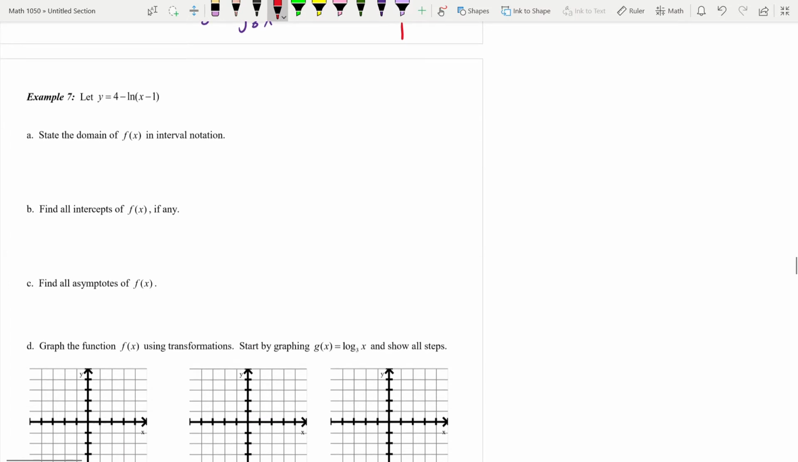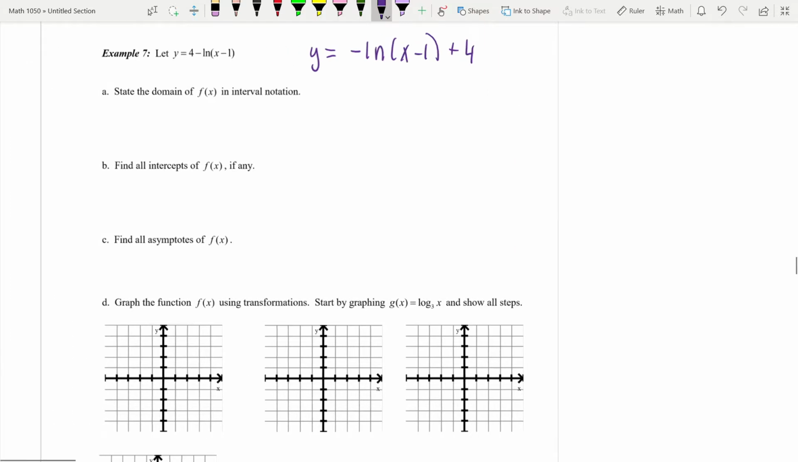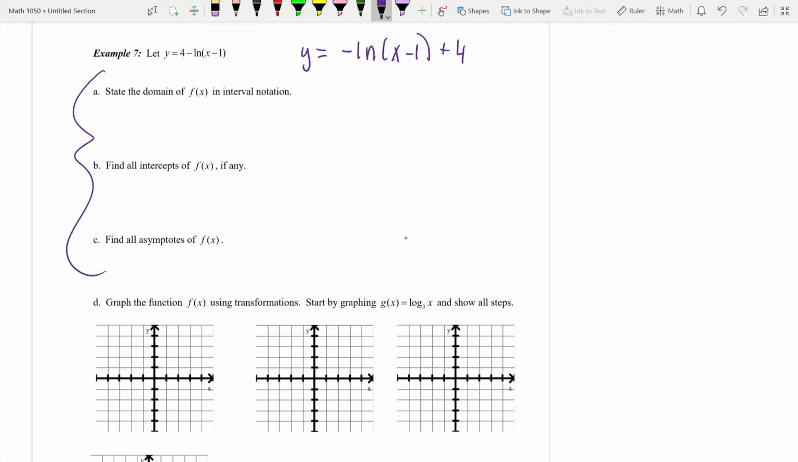Okay, example 7. You guys, example 7 looks really bad. Someone tell me what looks bad about this graph. Okay, so it's complicated, right? But it looks ugly. There's something I could do to make it look better. Put the 4 on the right side, on the other side, yes. So everybody go, y equals negative ln of (x minus 1), plus 4, like that, okay? A, B, and C go like this, and I'm going to skip those.